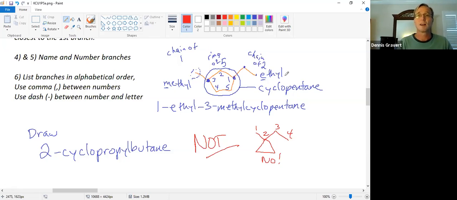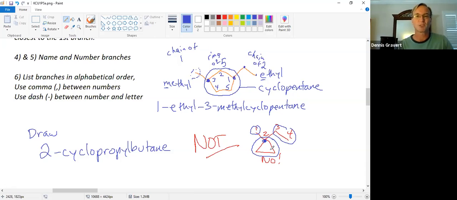Why isn't it correct? Well, one way to see that is, let's name this. Let's pretend we didn't know what the name was, and someone drew the structure and said, hey, can you name this for me? You would say, okay, step 1, find the longest chain or ring. Well, I like finding the rings first. It's right here. It's a ring of 3. Okay, what are my chains? Well, this is a ring carbon. It cannot be a chain carbon. So now I have a 1 carbon chain here and a 2 carbon chain. Yeah, okay, so there's no butane here at all. What is the name of this compound?